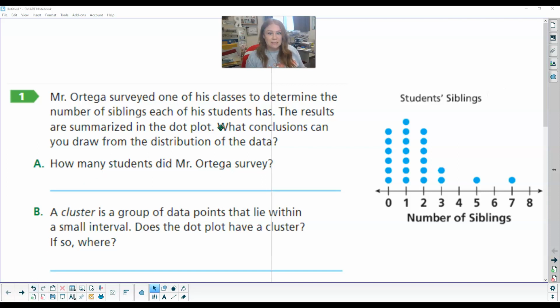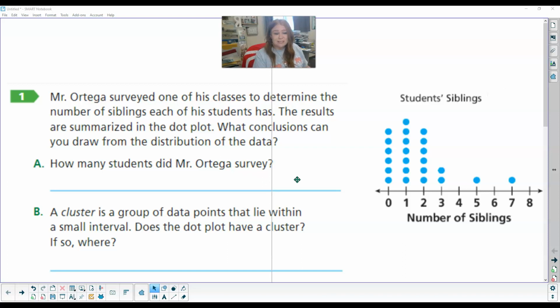All right, 16.1, task one. So we're talking about those peaks, clusters, gaps, just the shape of that data. So here we have Mr. Ortega surveyed one of his classes to determine how many siblings each of the students has. Here's our dot plot. What conclusions can we draw?